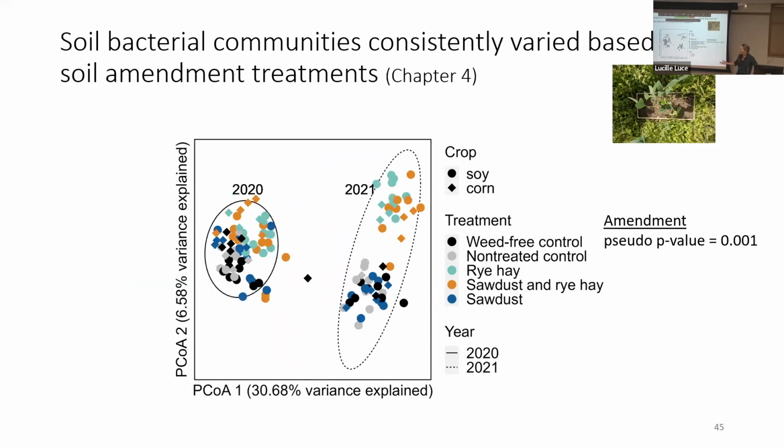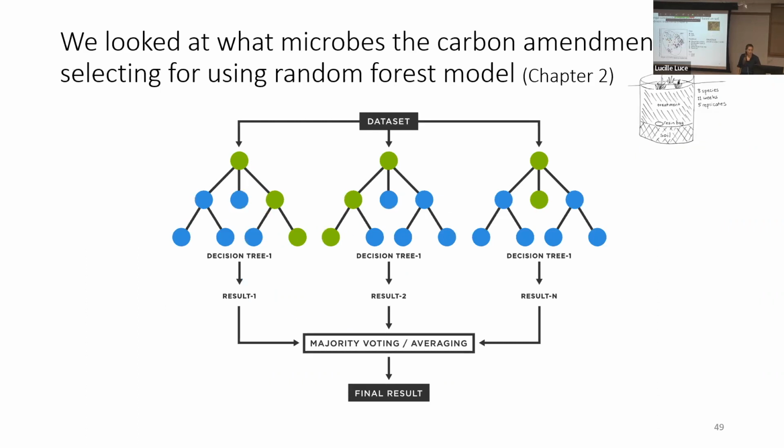Yeah, so you've already seen these graphs. I guess just very quickly, the one thing I want to mention about chapter 4, so this is my field experiment, we're actually seeing stronger selection based on year, but within the year, we're also seeing selection based on these soil amendment treatments, which are these different colors here. Okay, so we're seeing the same selection for both bacteria and fungi. But it's not telling us which microbes are causing that change. It's just saying that they're different based on soil amendment treatment.